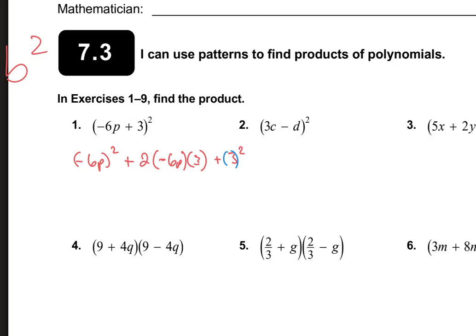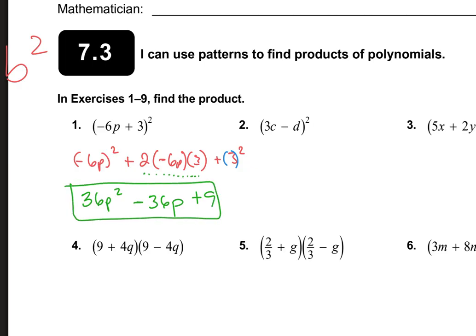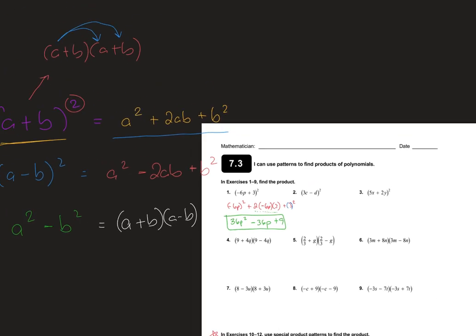And then now we simplify this. (-6p) squared is 36p squared. And this next part, 2 times -6, I'm just going to do this in my head. Hopefully the numbers they give us are doable in our head, right? If not, then just write it out. 2 times 6 is 12, 12 times 3 is 36, and it's negative 36, and then don't forget the p. And then 3 squared is just 9. So there's number one.